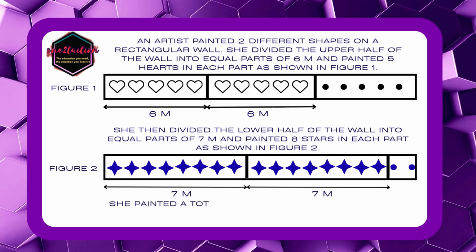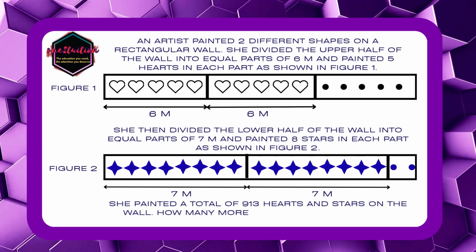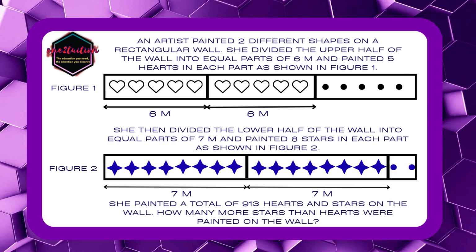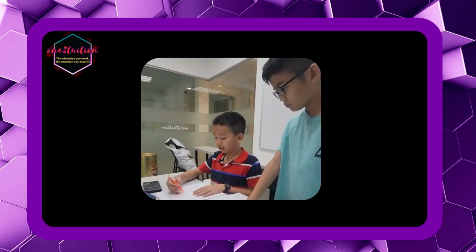She painted a total of 913 hearts and stars on the wall. How many more stars than hearts were painted on the wall? Time to get to the bottom of this. What's the question telling us?